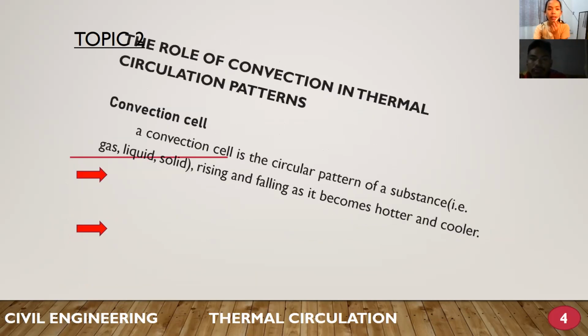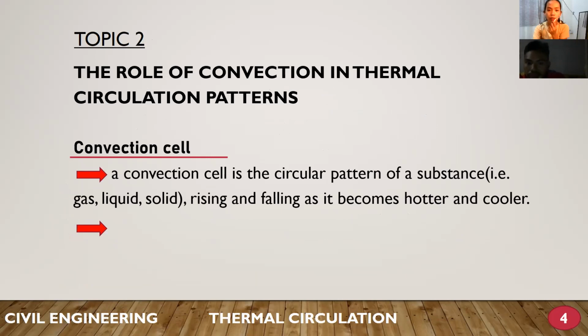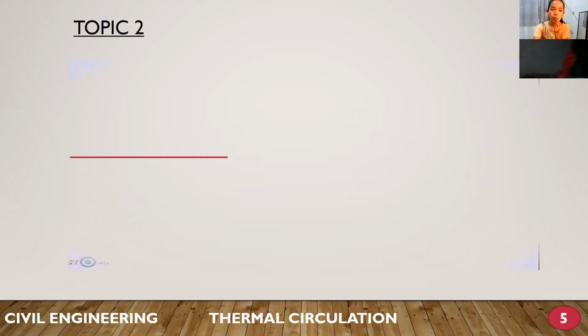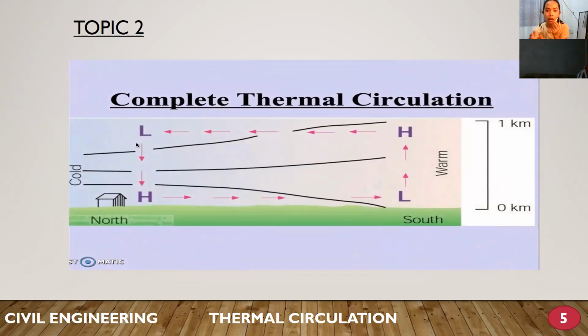Topic 2 is the role of convection in thermal circulation patterns. A convection cell is a circular pattern of a substance like gas, liquid, solid, rising and falling. It becomes hotter or cooler. It depends kung pasaka ba siya or pababa siya. Or in short, the idea of buoyancy. So on topic 2, mao ni siya ang complete thermal circulation.